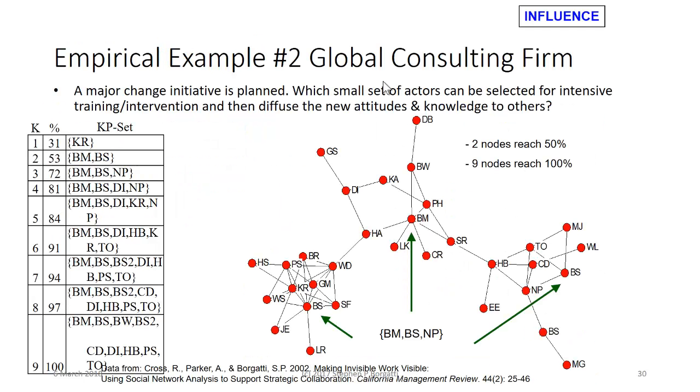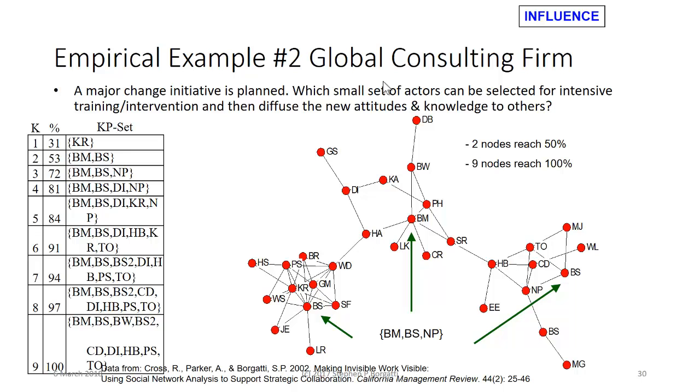Here's the consulting firm. This was Arthur D. Little, I believe. And the question was, there's going to be a major organizational change. Actually, it resulted in the demise of the company. So who do you get on board with the new change before just rolling it out to everybody? And so in this case, it said, find me 3. And the algorithm picked out that BM, that BS, and that BS.